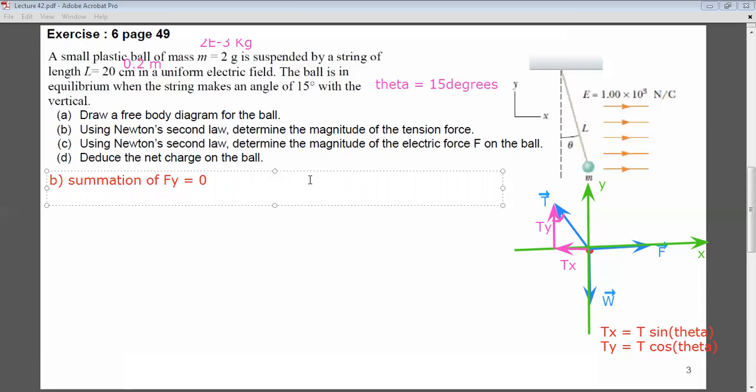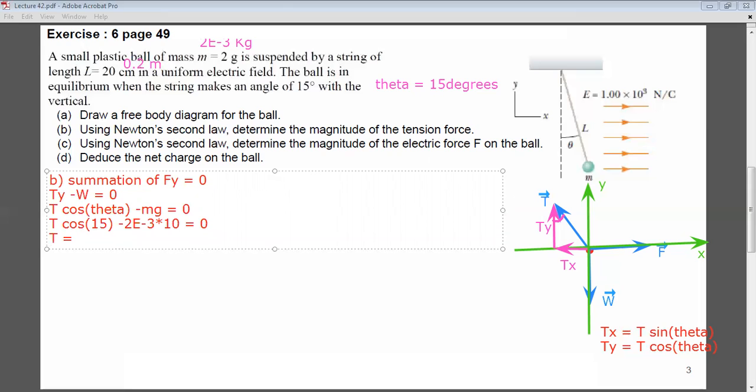So I have to use summation of Fy equal to 0. What do I have on the y-axis? I have Ty minus W is equal to 0. Ty is T cosine theta minus mg is equal to 0. Now I just plug in values. So T cosine 15 minus 2E minus 3 times 10 is equal to 0. I get T is equal to 0.021 Newton.